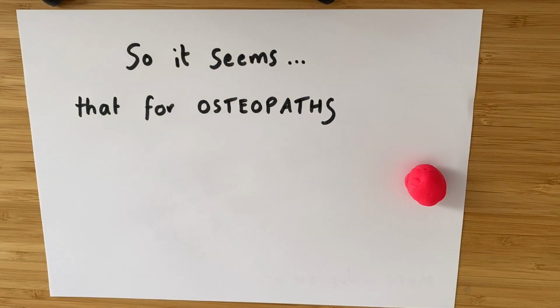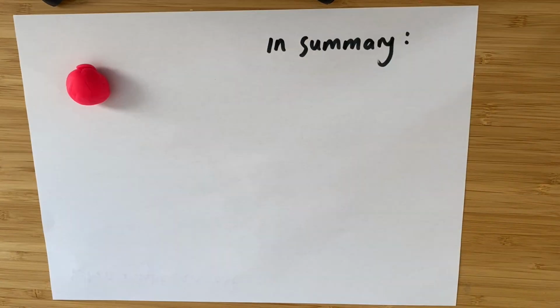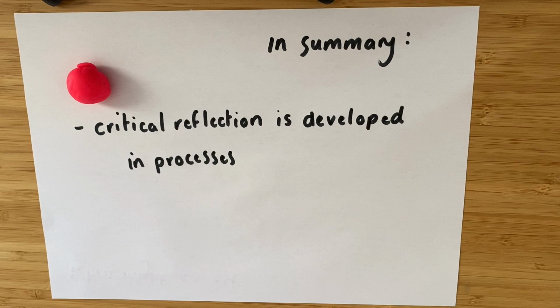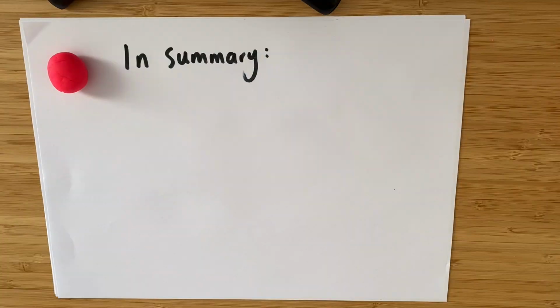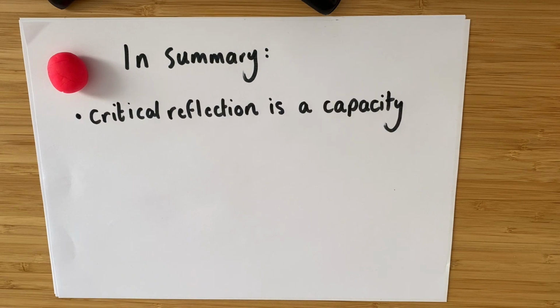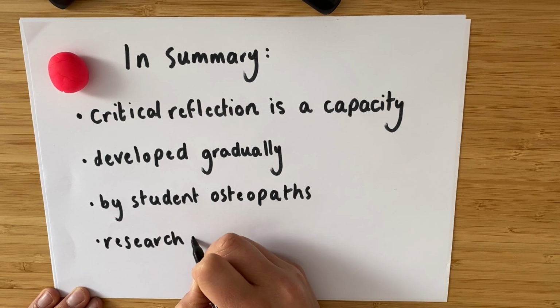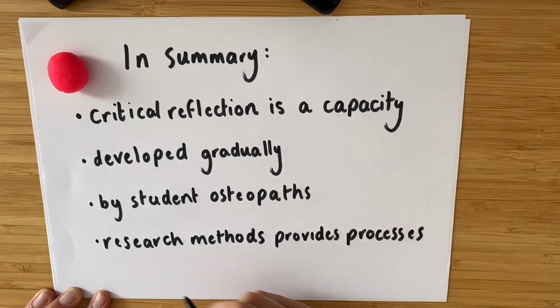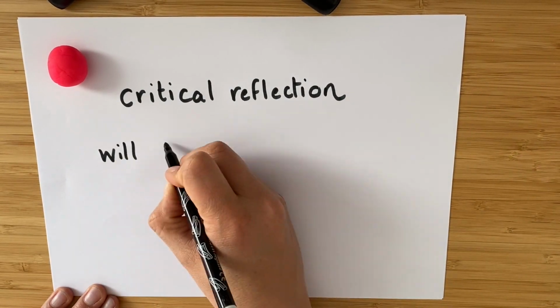So it seems overall that for osteopaths, critical reflection is pretty important and something that we should develop quite early on. In summary, critical reflection is developed through processes conducted in the research methods curriculum. Also, critical reflection is a capacity that's developed gradually by student osteopaths, and research methods provides processes that help with this. And critical reflection will help you in your osteopathic careers.